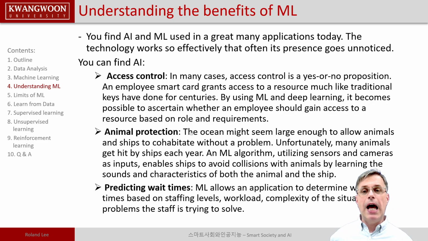Then the next one is animal protection. The ocean might seem large enough to allow animals and ships to cohabitate without a problem. Unfortunately, many animals even then get hit by ships each year. A machine learning algorithm utilizing sensors and cameras as inputs enables ships to avoid collision with animals such as whales, by learning the sounds and characteristics of both the animal and the shape.